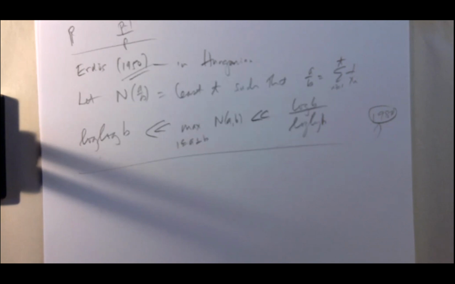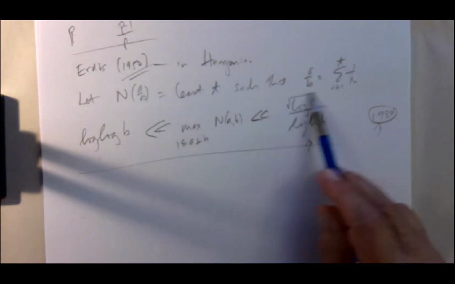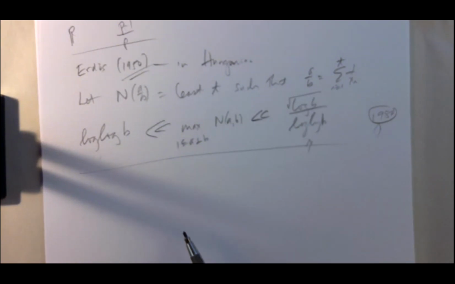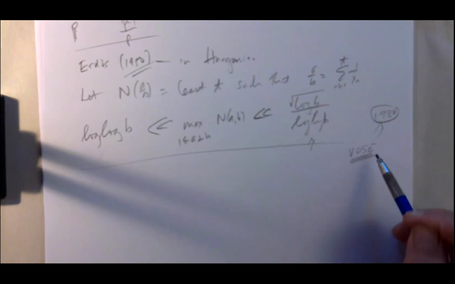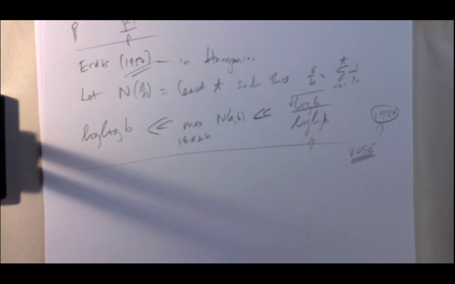Anything else, comments, questions? Yes, maybe a comment on the upper bound, what you say, the upper bound by Erdős has been improved to square root of log b. Maybe 30 years ago, something by somebody called Vose, V-O-S-E.